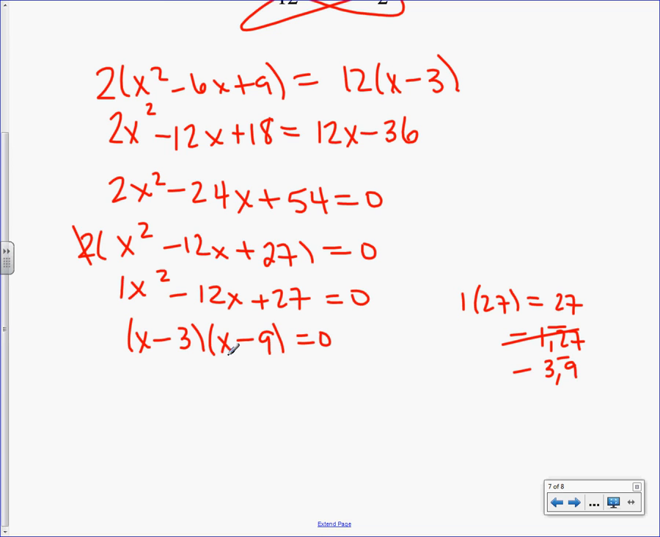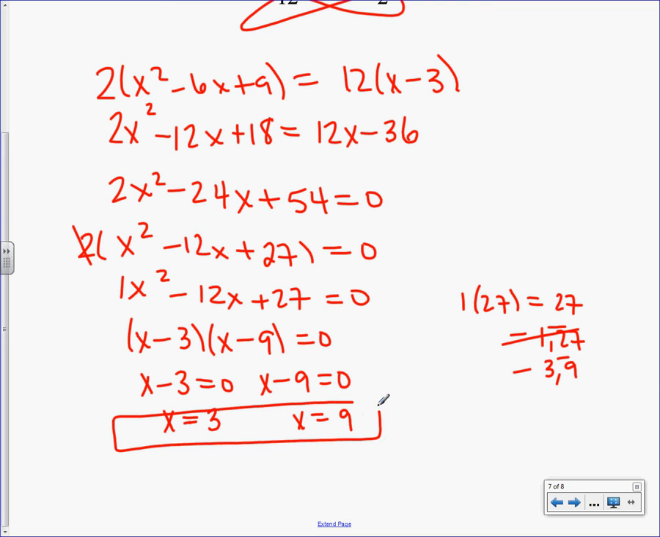So whenever you have two things being multiplied set equal to 0, you pull them apart and set them equal to 0 separately. That's called your zero product property. So x minus 3 is equal to 0 and x minus 9 is equal to 0. So what's x in this part? 3, and here, 9. So x is 3 and x is 9.